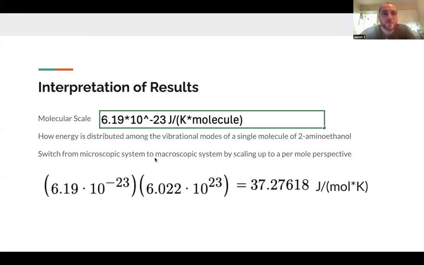That's in joules per Kelvin, and that's per molecule. So then I could multiply that by Avogadro's number here to get joules per mole Kelvin. So this is a little bit more of a scaled up answer and a little bit easier to understand.